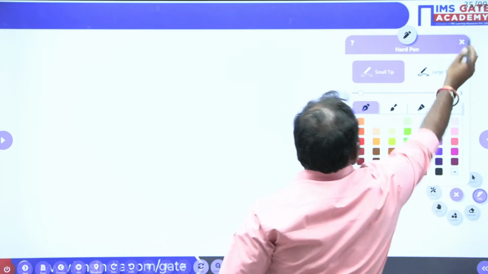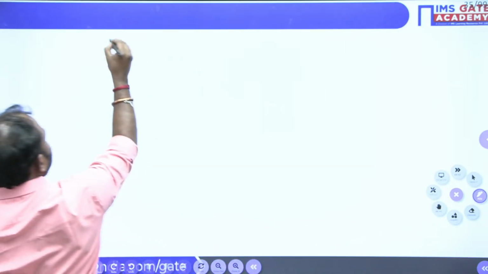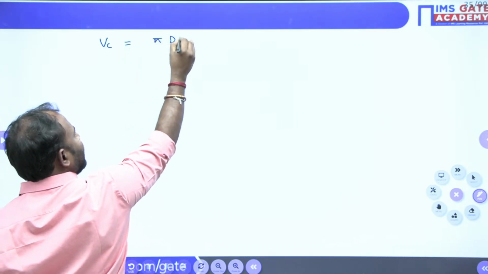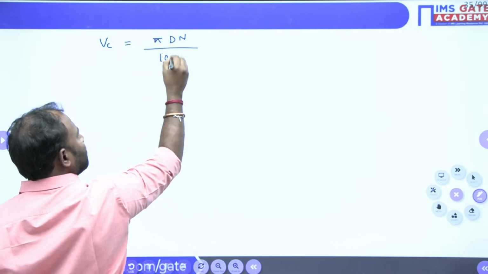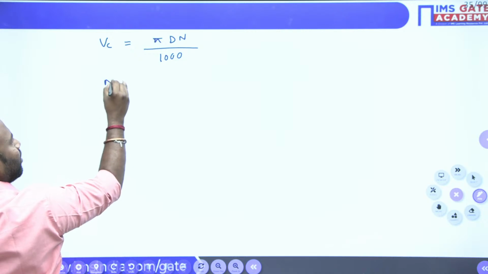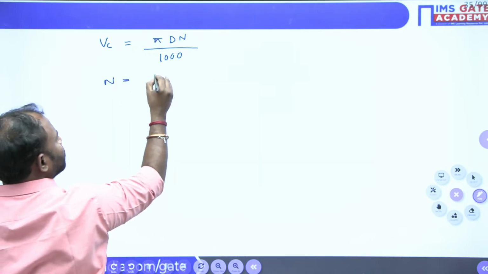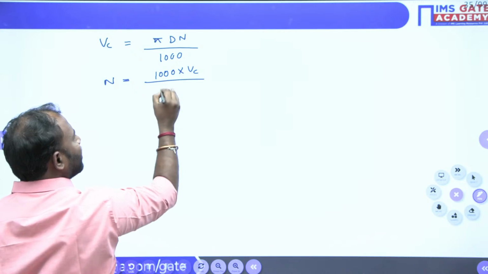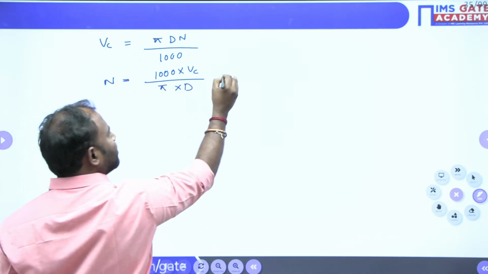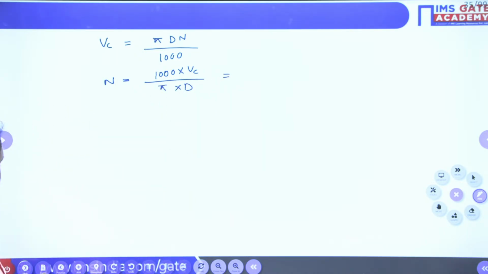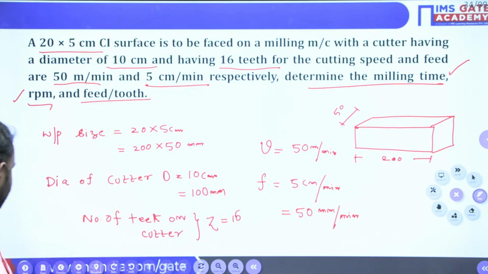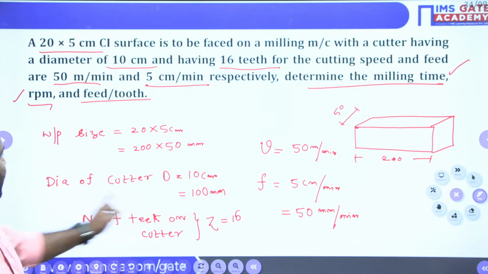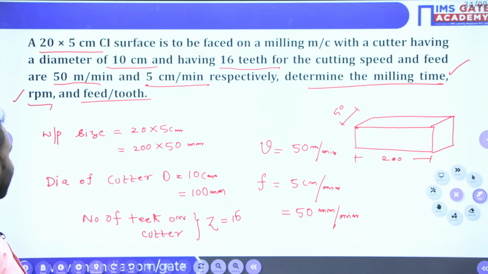RPM. From the cutting velocity we can get N. Cutting velocity Vc equals pi D N by 1000. I require RPM, that is speed, so N equals 1000 into Vc divided by pi into D. What is Vc? Vc given in the problem is 50 meters per minute. And D is 100 mm.